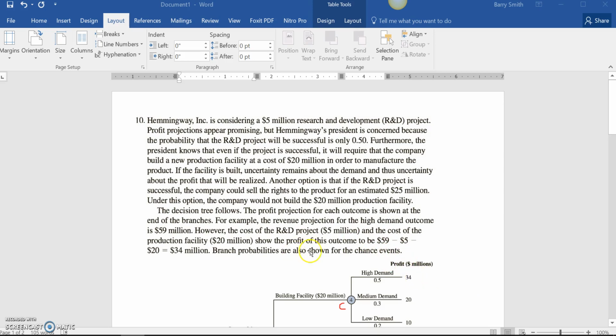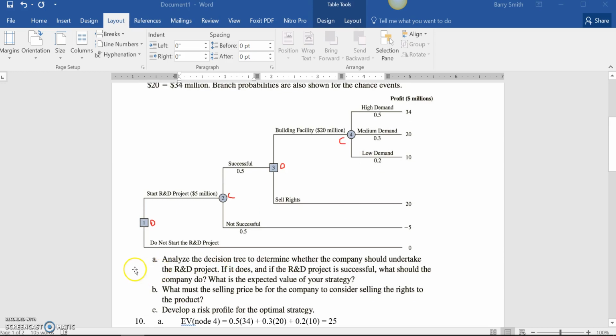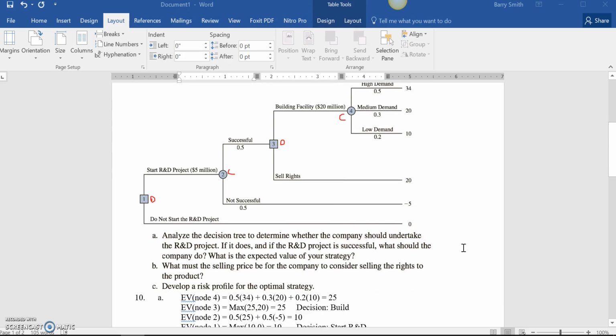Now, branch probabilities are also shown for the chance events. So this is our probability tree. Now, I labeled the decision nodes versus the chance nodes. And so what we're supposed to do is analyze the decision tree to determine whether the company should undertake the R&D project. If it does, and if the R&D project is successful, what should the company do, and what is the expected value of your strategy? B, what must be the selling price for the company to consider selling the rights to the product? And C, develop a risk profile for the optimal strategy.